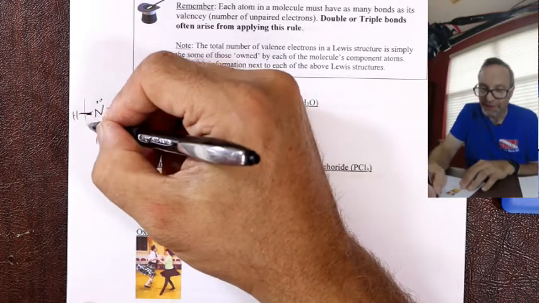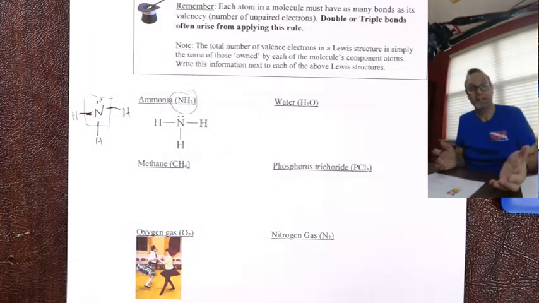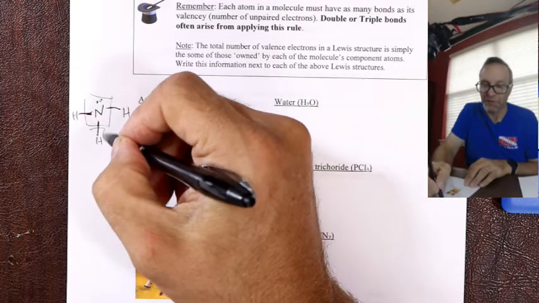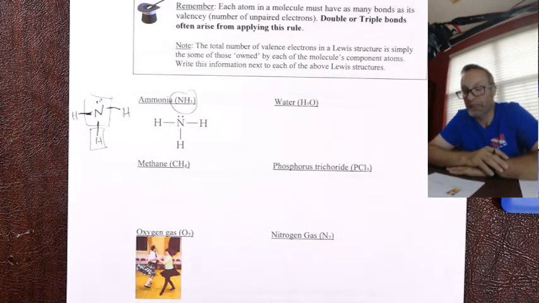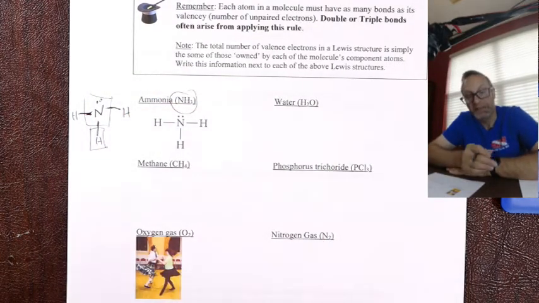Well, yeah, because nitrogen looks like it's happy: 3 sticks and a lone pair. Each hydrogen looks like it's happy: a single stick. So you look at them independently. Do they look like they're happy? If yes, the rules of valency, the rules of the correct number of bonds, have been obeyed.